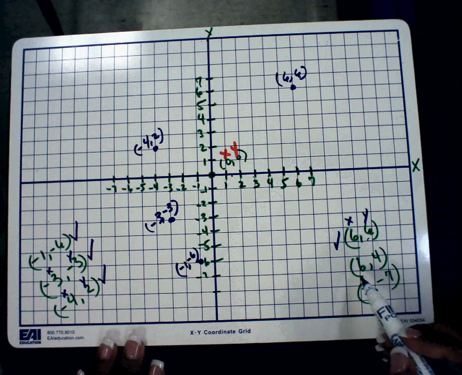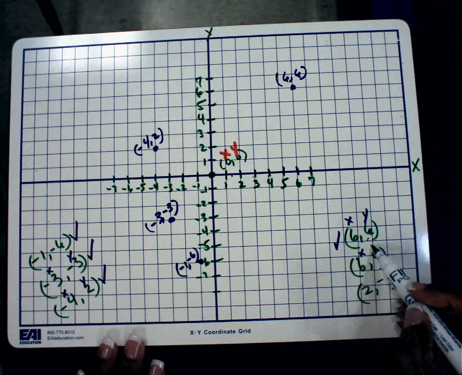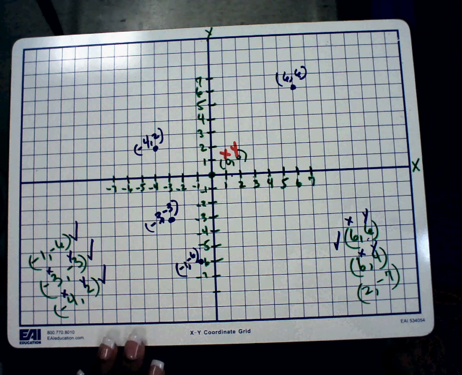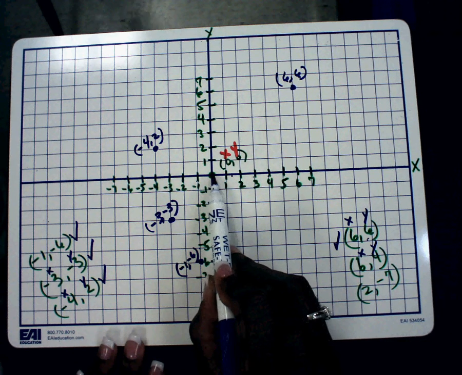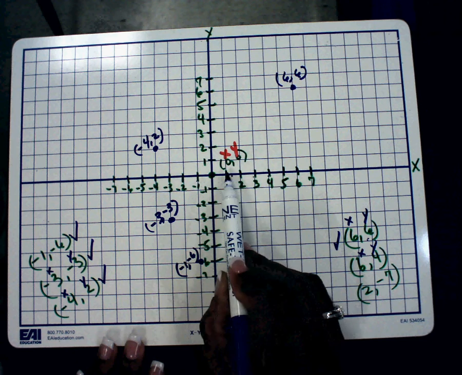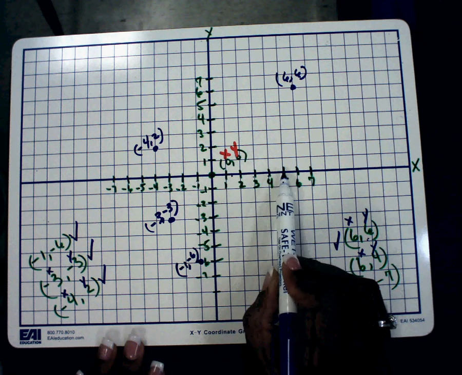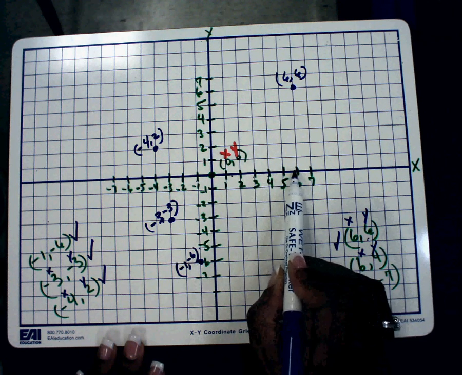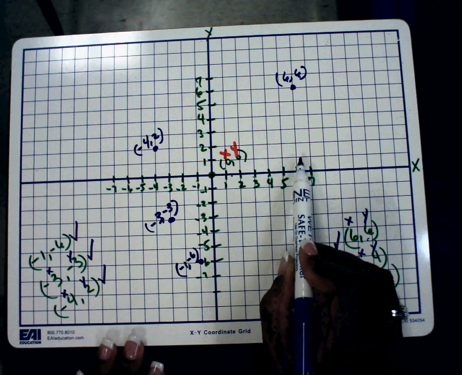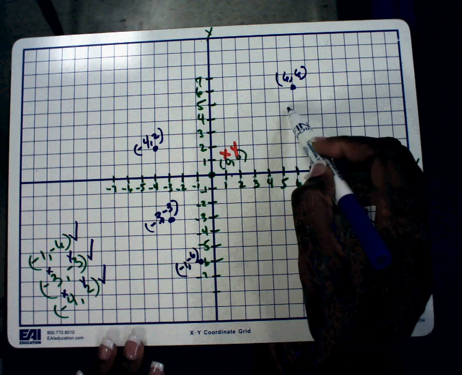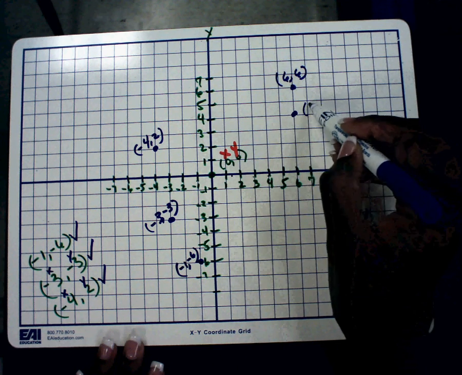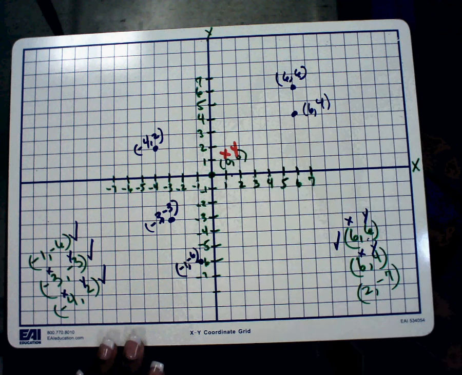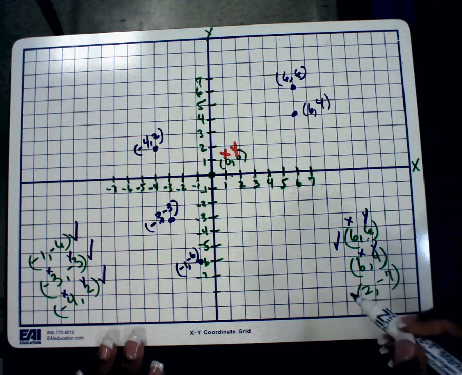Our next one is for x we have 6, and for y we have 4. We go back to the origin, and because 6 is positive, we go to the right 6 units: 1, 2, 3, 4, 5, 6. Then for our y, we have a +4, so we go up: 1, 2, 3, and 4. Then we label it 6, 4, and check that one off.